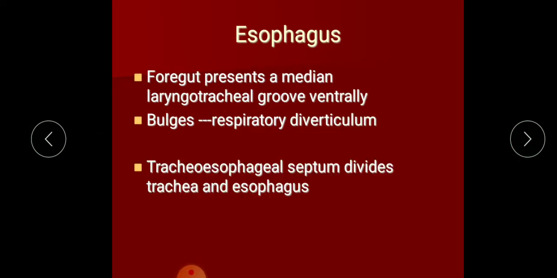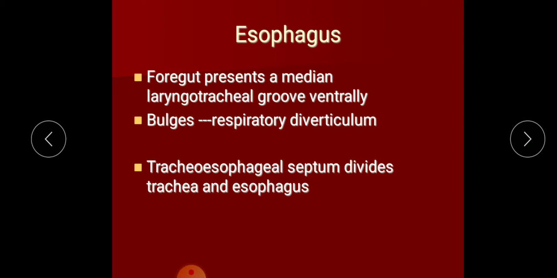Read that the foregut presents a median laryngotracheal groove ventrally, and that groove will bulge so as to form the respiratory diverticulum. And it is from the respiratory diverticulum that you find the lining of the larynx, trachea, then bronchi, lung system, everything developing.